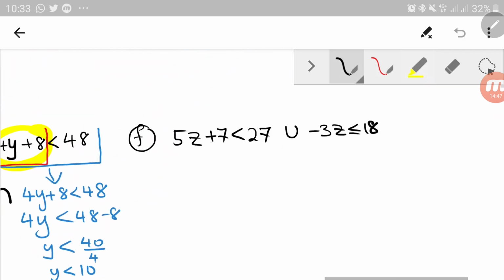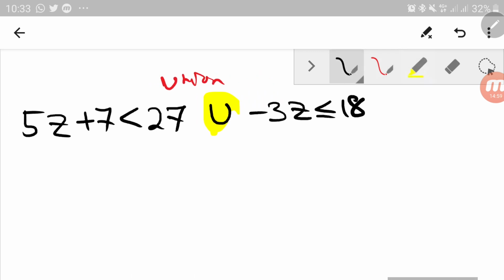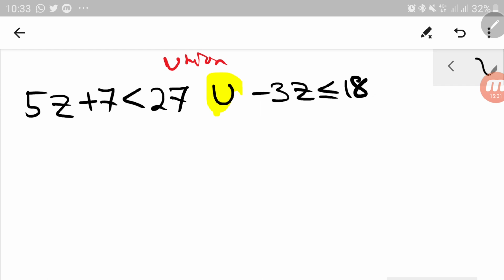Okay, let's move on to the final one. Now the previous one used the intersection symbol between them. Now it's a union. Okay, for this one, it's easy. First we have to solve each side individually.